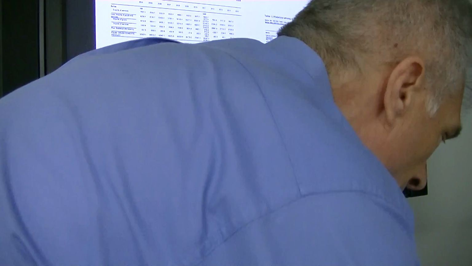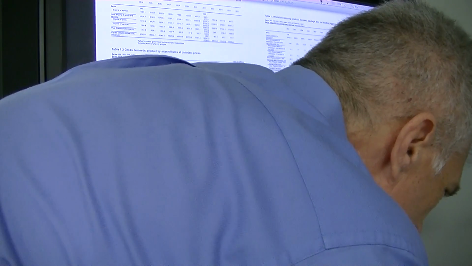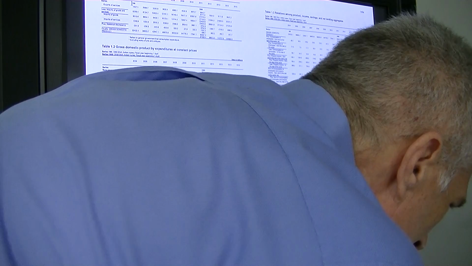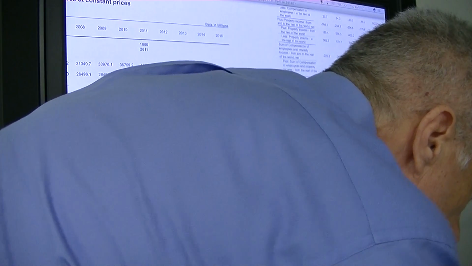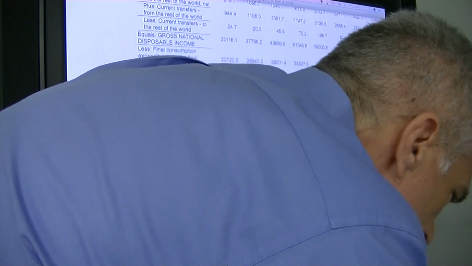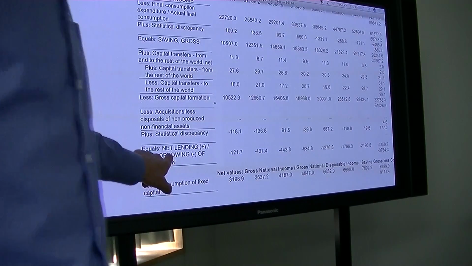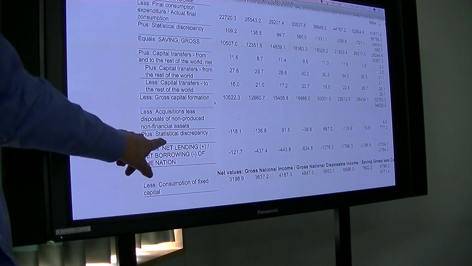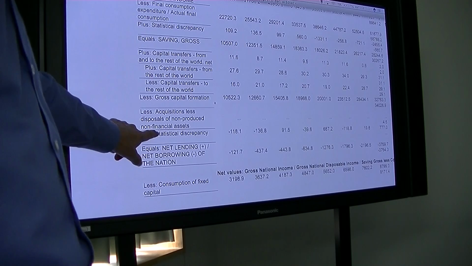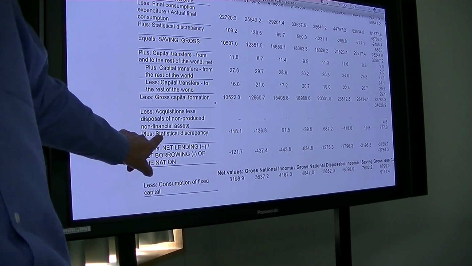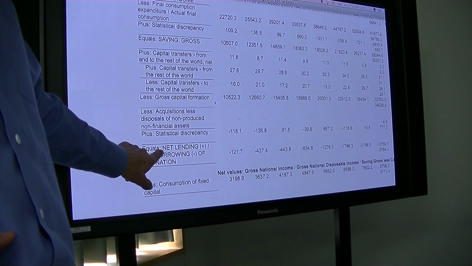I'd like to blow it up, zoom in, because this is quite important. This is your balance of payments. So if you took that, you would see that the number you got from just taking the number doesn't add up.